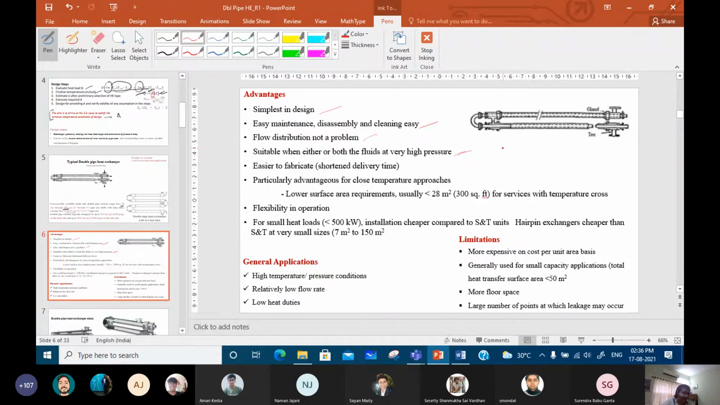See, the normal thing is that since the dimensions are small, the velocity is quite high. So therefore we find that if either or both the fluids are at quite high pressure, the double pipe exchanger is going to be much more suitable. Then the other thing is definitely it is easier to fabricate. I told you this is one of the reasons for which I have opted. And naturally, if it's easier to fabricate, we get a shortened delivery time also in this particular case.